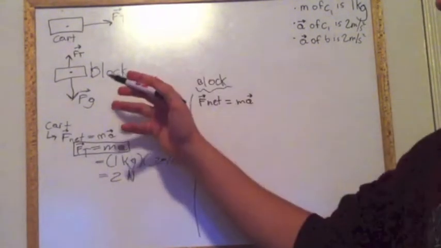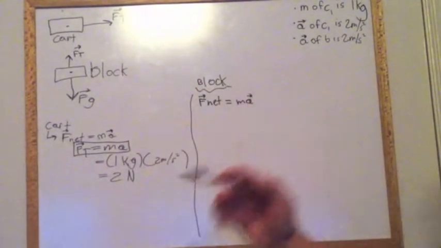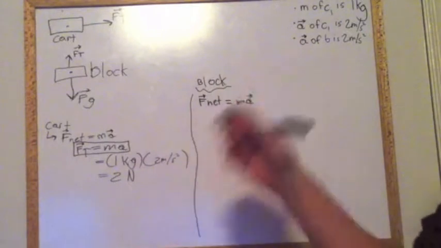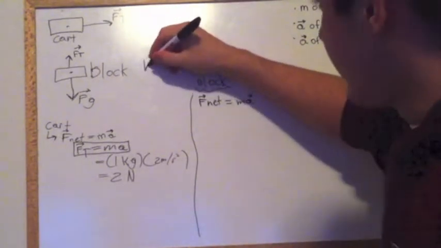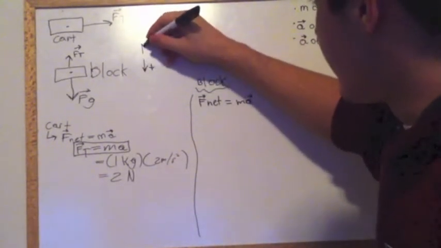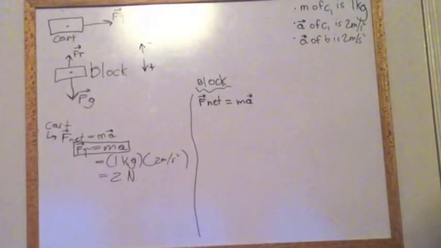Looking at the FBD for the block, we can see that for the F net, we have an FG and an FT. Earlier I'd stated that whichever way the object is moving, that's where you want to put your positive. That's what we're going to do. We're going to put down as being positive and up as being negative, just because it's going to be a lot easier to work with and it's the more common rule of thumb.